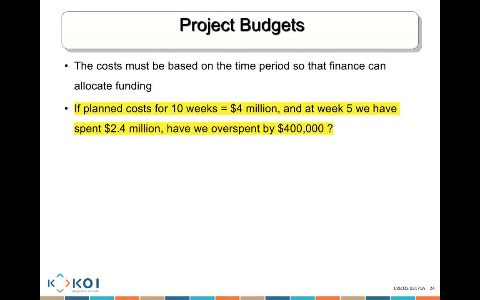So let me ask you this question. If the planned cost for 10 weeks is $4 million, and at week 5 we have spent $2.4 million, so we spent more than $2 million in week 5, did we overspend by $400,000? Yes or no? And why? Did we overspend or no?